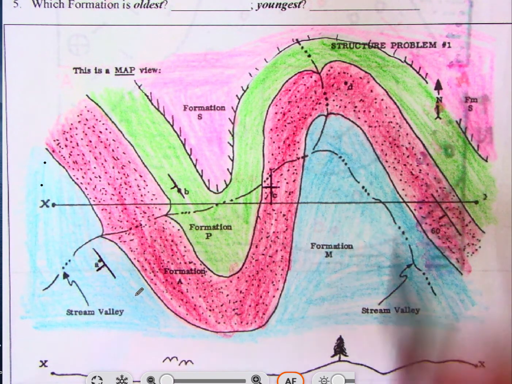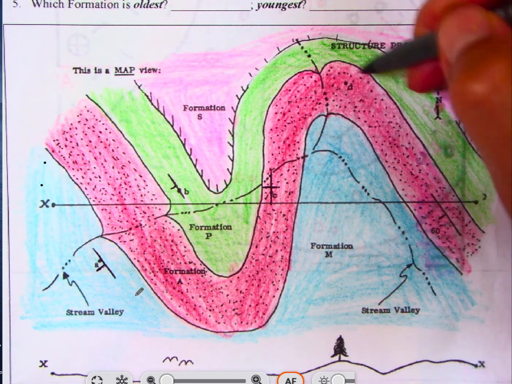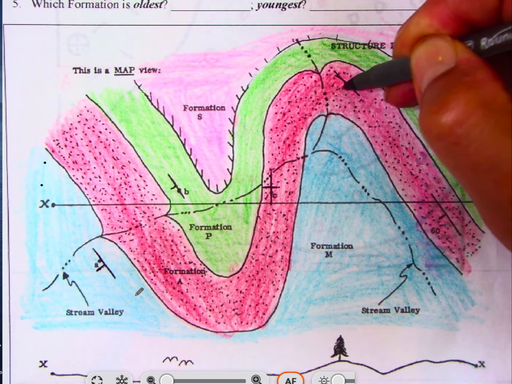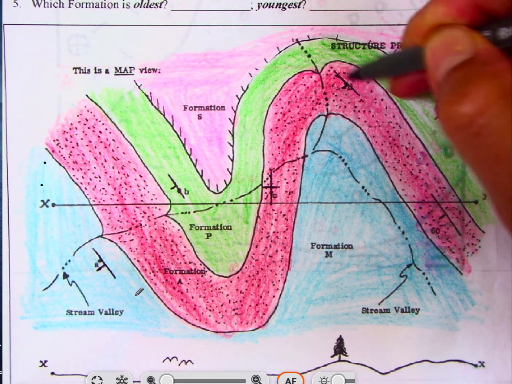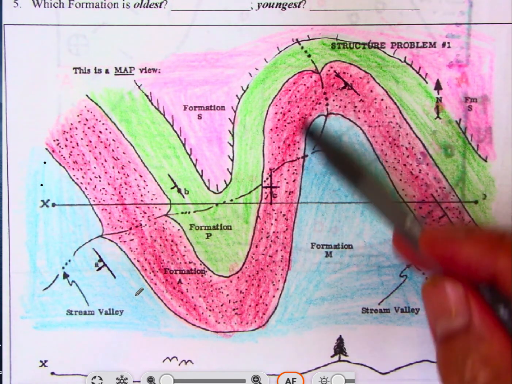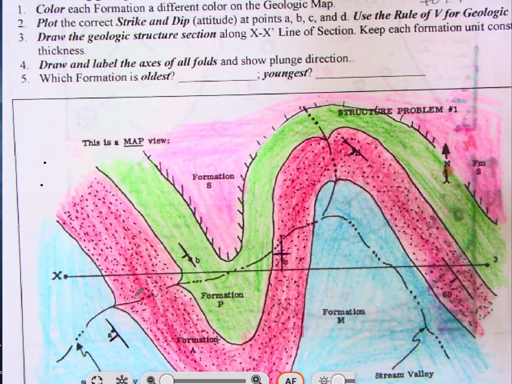And then for D, I see that it's dipping back toward the southeast. Strike is going to be parallel to the contacts right here. Then it's dipping back in this direction, toward the middle. Oh, they already have this strike and dip symbol here, right? So these all seem to be dipping toward the middle, these two. All right, so we've done the strike and dip symbols.